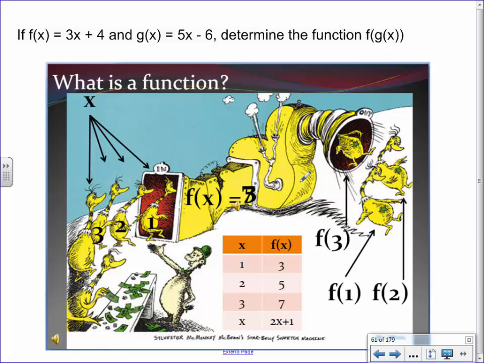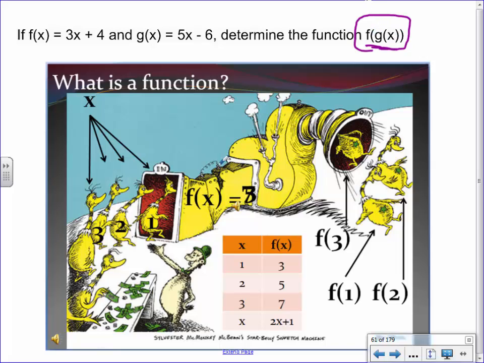So let's try this example here. Let's say that I tell you that f of x is 3x plus 4, and then g of x is 5x minus 6. What we want to figure out is what happens right here, where you're taking the g of x function and you're putting it inside f of x.